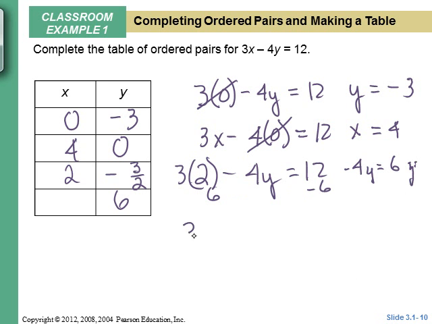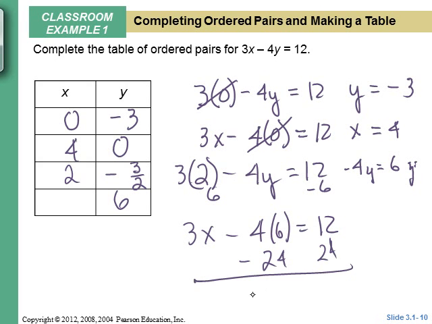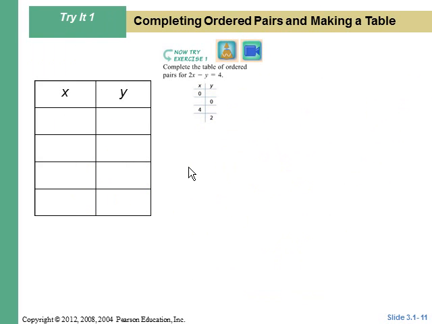Last one, 3x minus 4 times 6 equals 12. Let's say this is 24? So we're going to add 24 to each side. We get 3x is 36, or x is 12. So that's how you fill in the table of values like that. Let's look at the next one. And you try this, and when you're done, I'll show you how I got it.